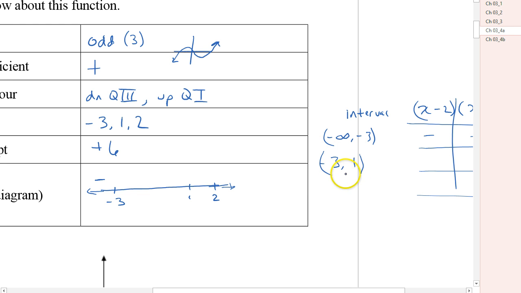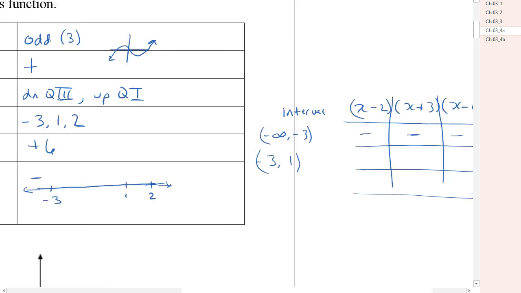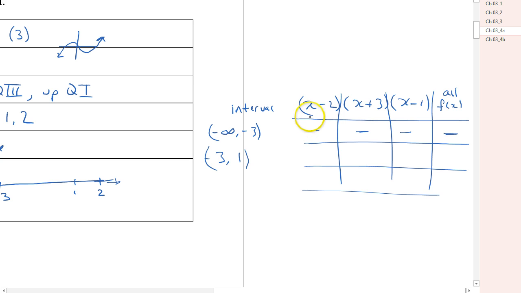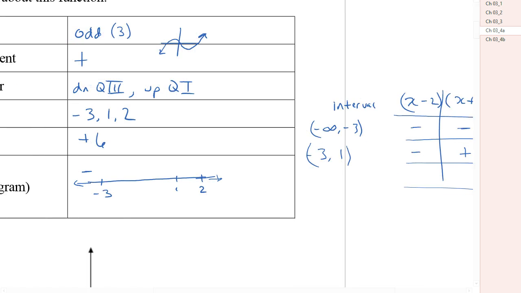So perhaps let's just pick a number that is between -3 and +1. How about 0? So if I put 0 in, you can think of a 0 here. This will be -2, so this part will be negative. This term will be positive. This term will be negative. And what happens when we multiply a negative times a positive times a negative? We get a positive. So we know that between -3 and -1, it will be positive.